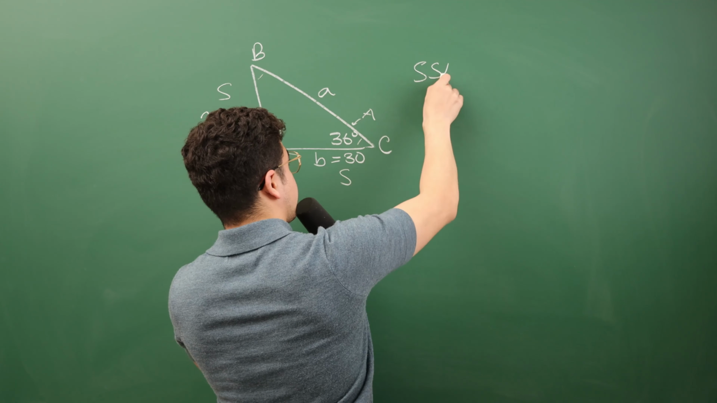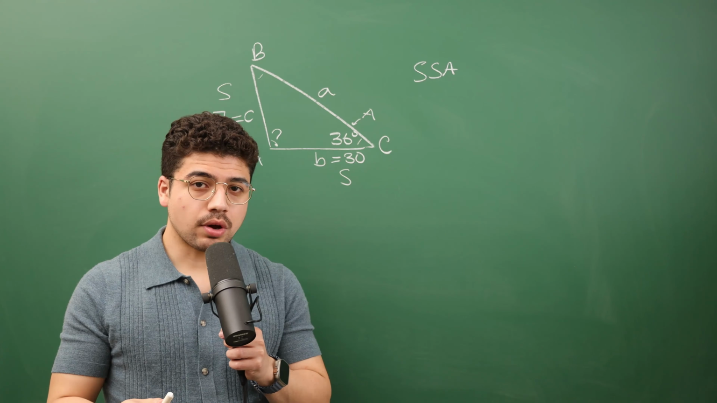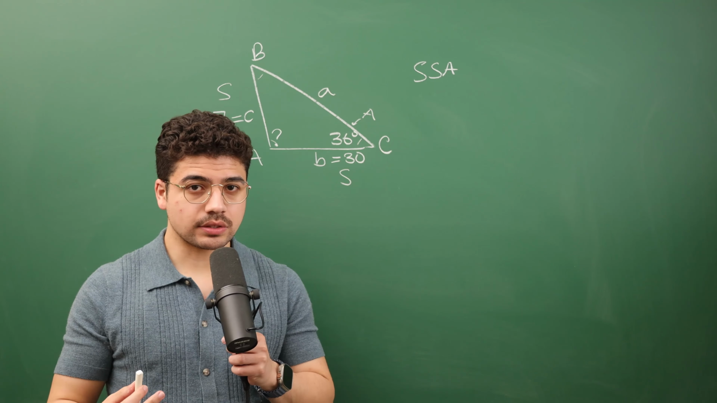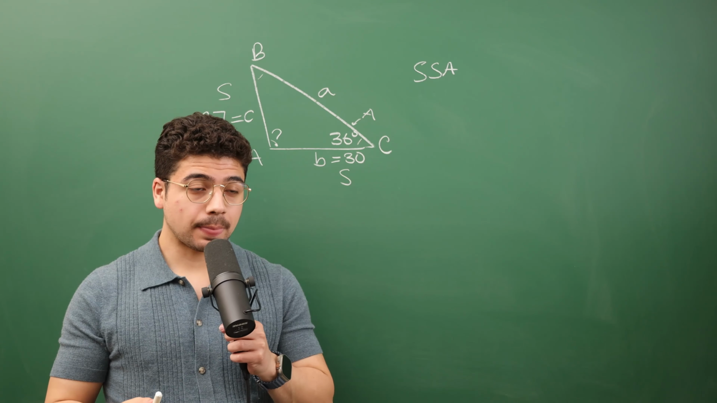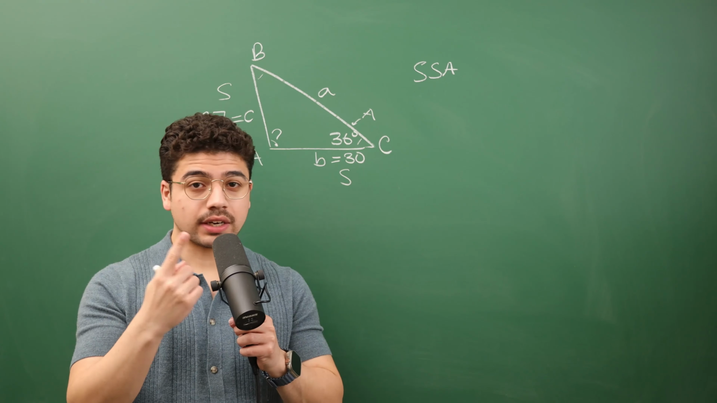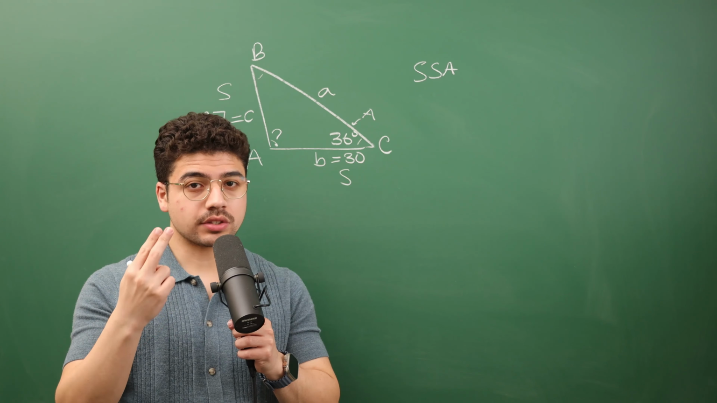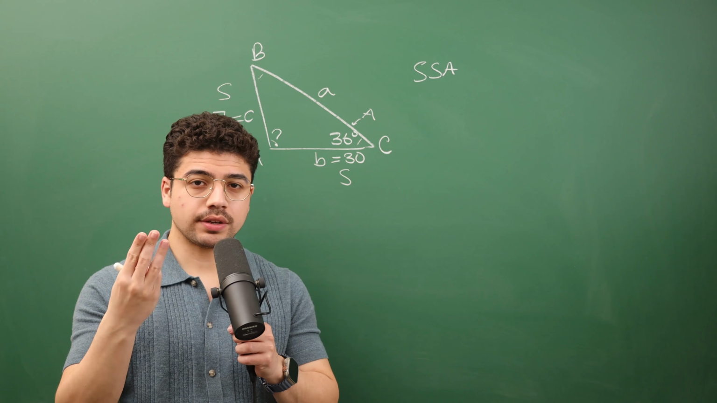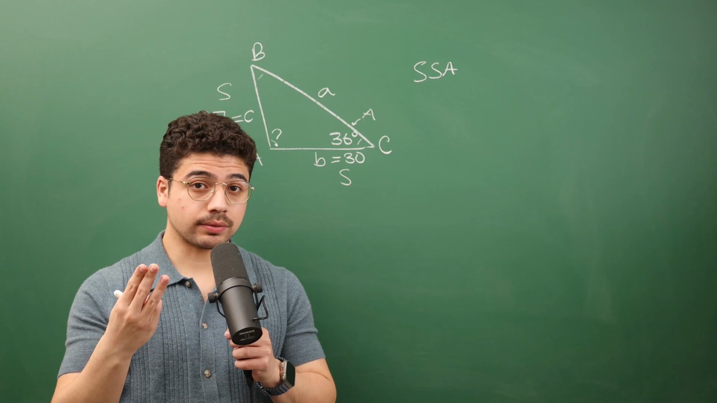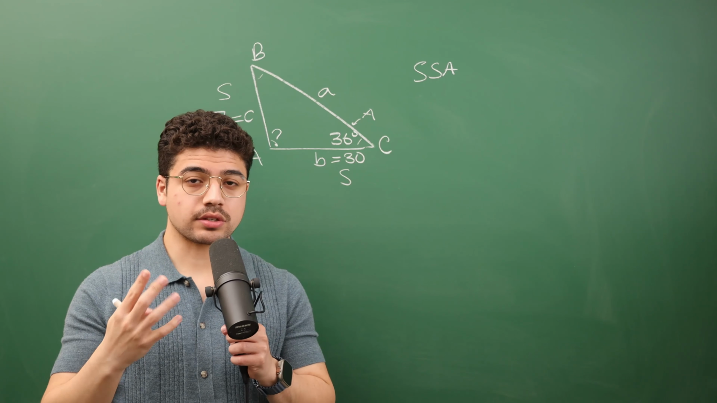Call it SSA, side side angle. And so that's how you know that we're going to be getting multiple cases. And when we have SSA, we're going to get 4 different options. Option 1, we're not going to get a triangle at all. Option 2, we're going to get one unique single triangle. Option 3 is that we're going to get a right triangle. And then option 4 is that we get 2 triangles as our solution.